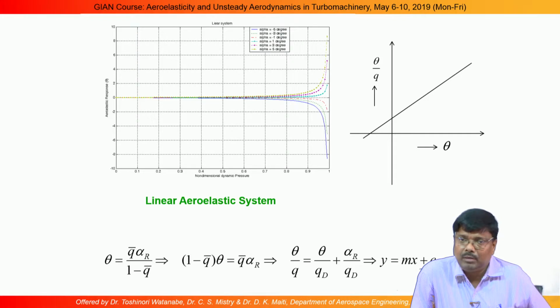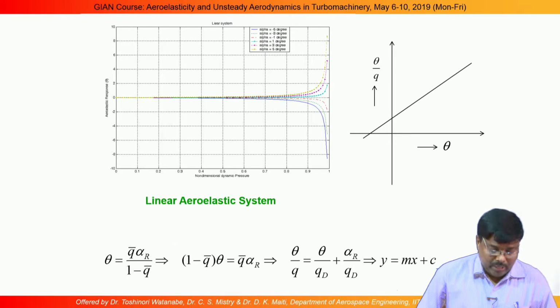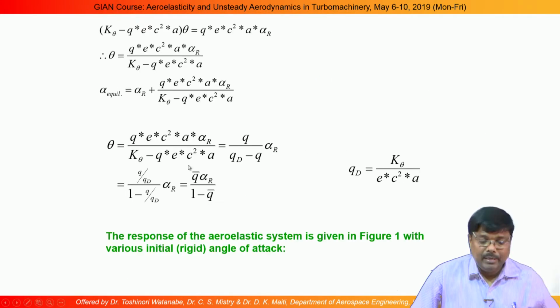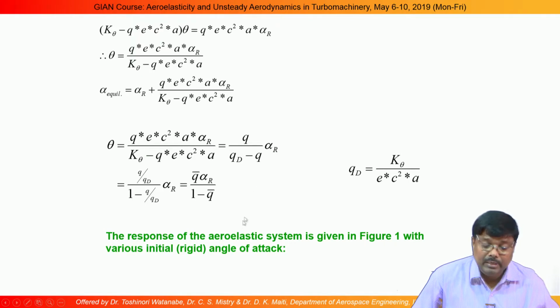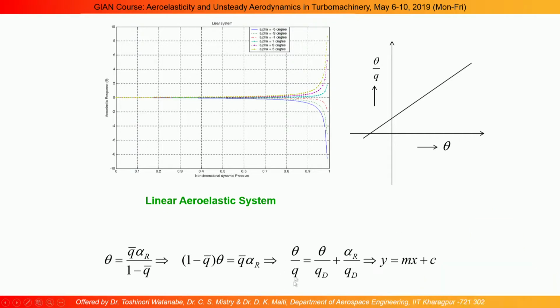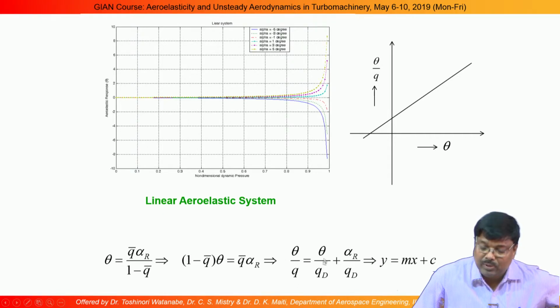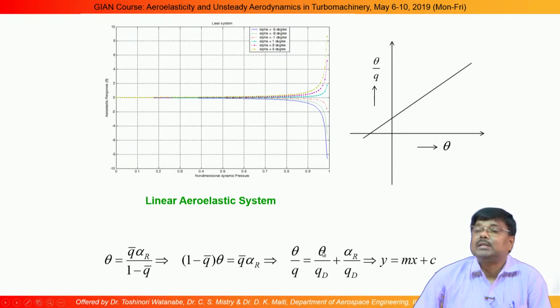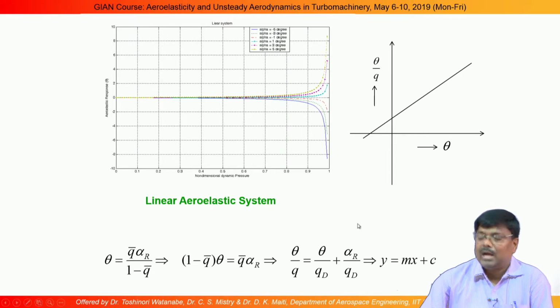Experimentally, we can do an experiment to find this out. If I go back here, when I say QD is the dynamic pressure, I am rewriting this equation in a non-dimensional form. Theta is expressed as q bar alpha r divided by 1 minus q bar, and I am writing this equation in the form theta by q. Finally, after manipulation, theta by q is equal to theta by qd plus alpha r divided by qd. Alpha r is a constant.